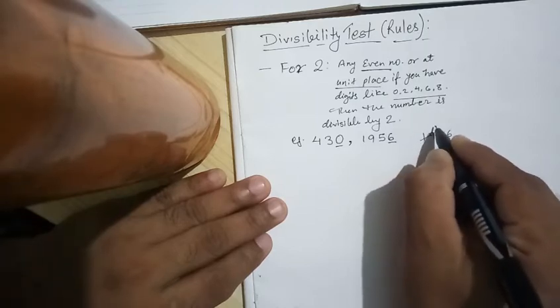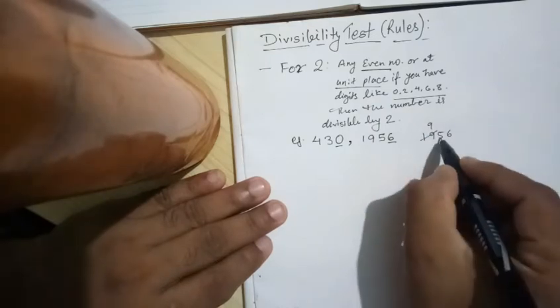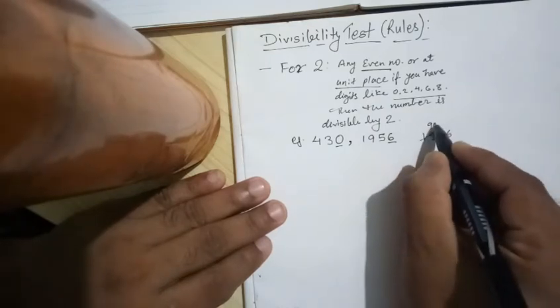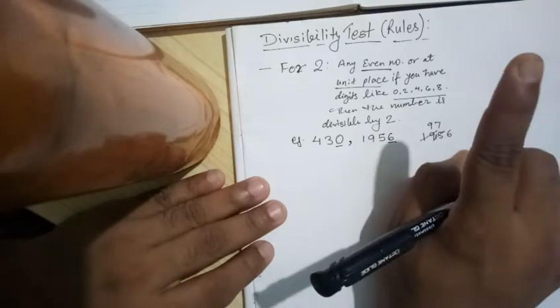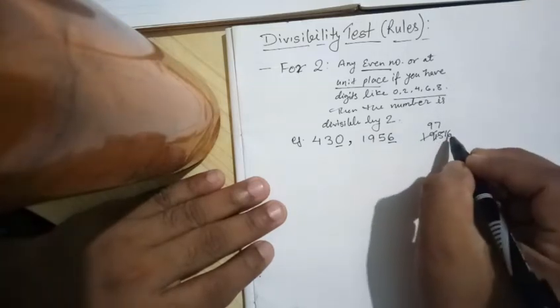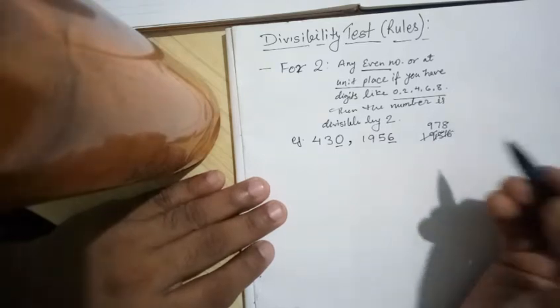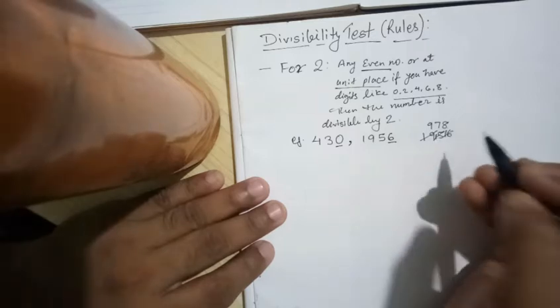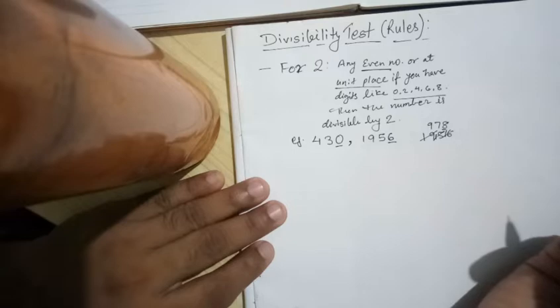1956, 2 9s are 18. How much left? 1. Then this 5 will become 15. 2 7s are 14. Again 15 minus 14, 1 left, and this 6 will become 16, and 2 8s are 16. So it is divisible by 2 completely. Then it is further divisible by 2, because as you can see, this 8 is here at unit place. Hope you understood the 2.